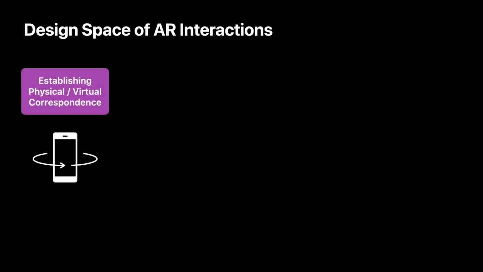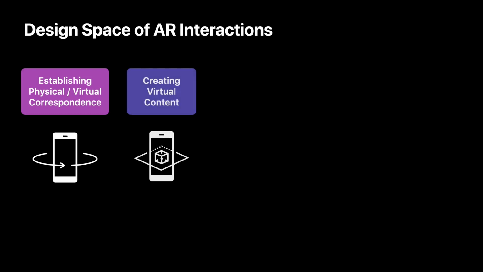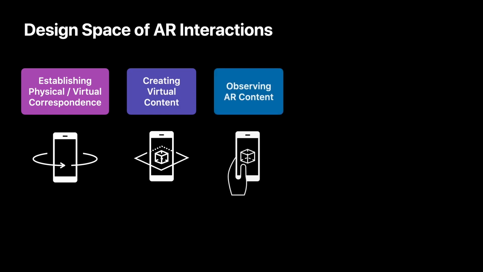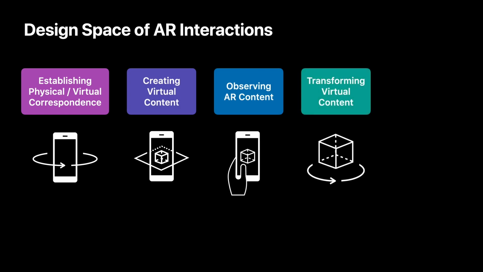Establishing physical virtual correspondence, which includes tasks necessary to establish AR tracking. Creating virtual content, which includes different methods used to place content in the space. Observing AR content, which includes tasks that allow the user to gain information about the look of virtual content and its layout in the space. Transforming virtual content, which includes moving, rotating, scaling, or deleting content.